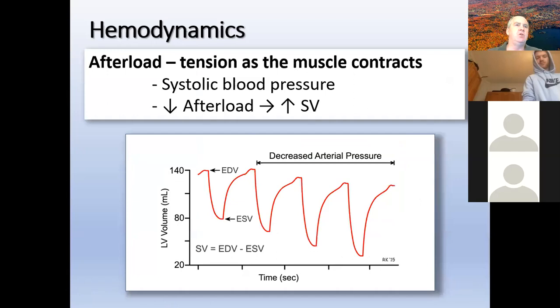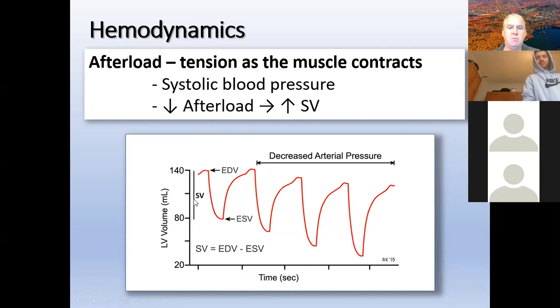Afterload. So afterload is the pressure that the heart sees when it starts to contract. So that's your blood pressure. It's the amount of pressure you have to get in your ventricle before that aortic valve opens and you can push against it. And then once it is open, what pressure are you pushing against? So if you decrease your arterial pressure, you've got less load to push against and you can get more blood out.